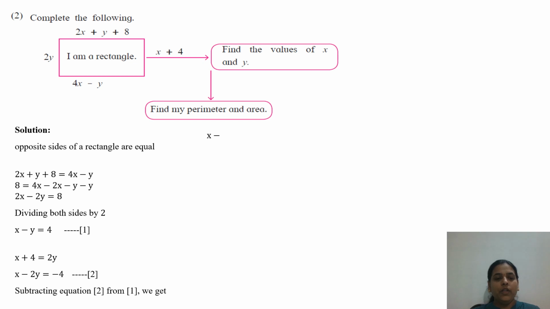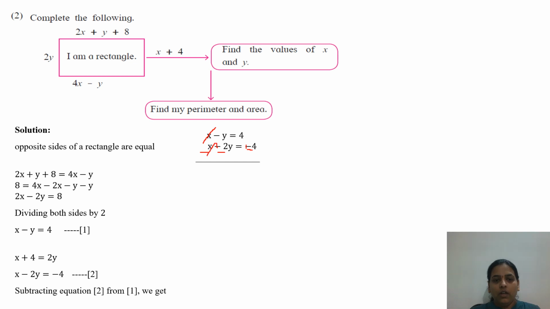What we get here? Write down equation number 1 as it is. That is x minus y is equal to 4. And equation number 2, that is x minus 2y is equal to minus 4. Okay. And we want to subtract here. So change the sign of each term. That is, this is minus, this is minus, minus gets plus. Okay. Clear? And then minus 4, it is in the plus sign. Okay. Clear? So x minus x gets cancelled.